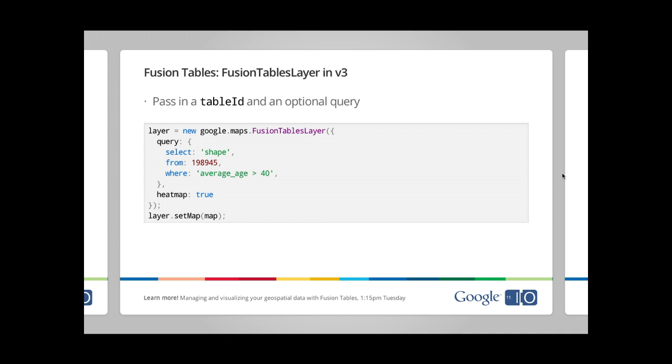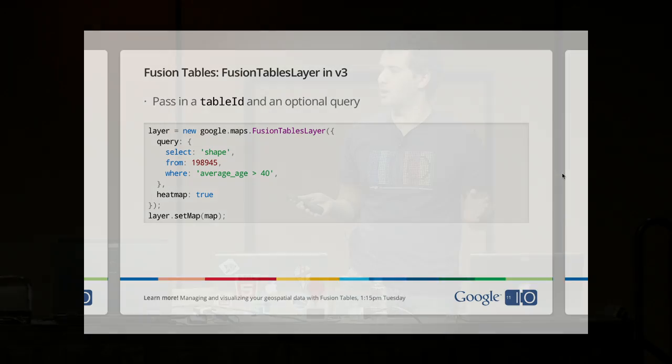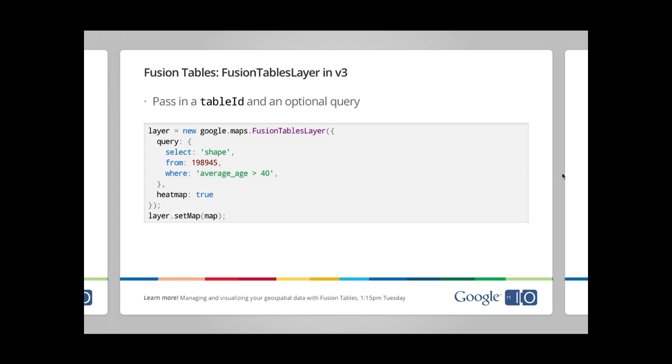The Fusion Tables layer works like the other layers. You just create a new Fusion Tables layer. In this case, I pass in a query. If all I want to show is my Fusion table without refining or filtering the query at all, I can just provide the table ID. Otherwise, there's this SQL-like syntax where you can say average age is above 40. And then if I want it to be a heat map or not, I just set heat map to true or false. If I want to set it, it's the same as other layers. Just call setMap, or call setMap and pass in null to clear it.